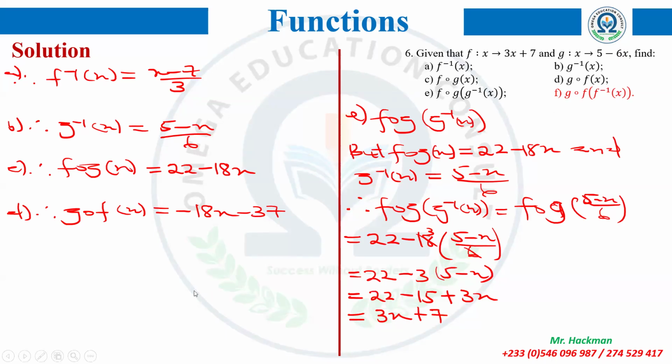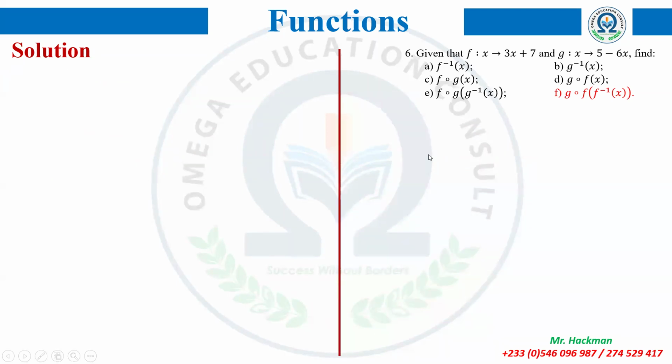So let's look at the question. What are we supposed to find? Let's see the results that will come out, then we draw the conclusion together. g of f inverse of x. So we need to feed g with what? Sorry, f inverse. But we found g of f, so I'm going to write that.